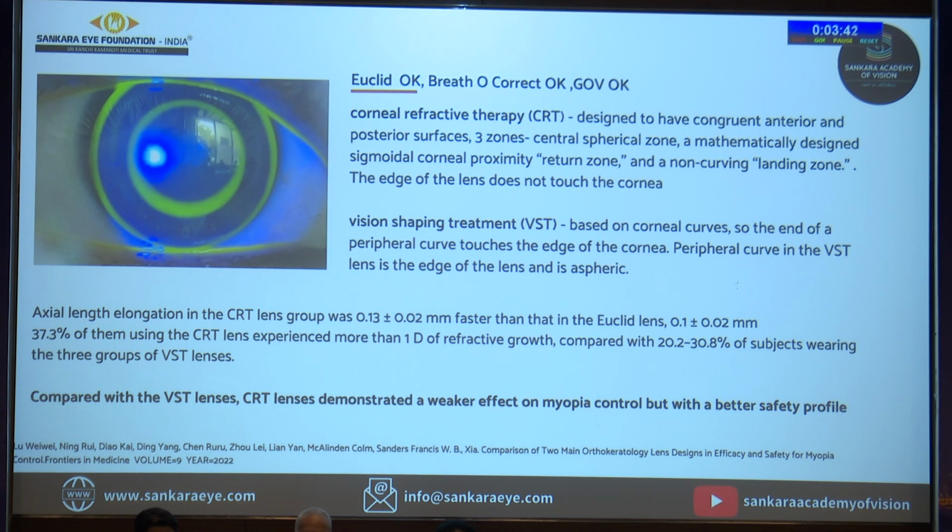We have about 3 ortho-K lenses currently available in India, the Euclid, the Breathocorrect, and the GOV lenses. Of this, the Euclid lenses are the ones which follow the VST kind of a pattern. So if at all you have a choice, it's good to look at the Euclid. Problem with the Euclid is they don't give you trial lenses. So unless your parents are motivated, it's crazily expensive.